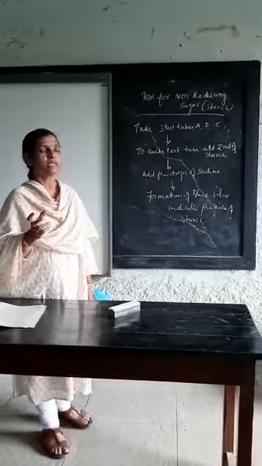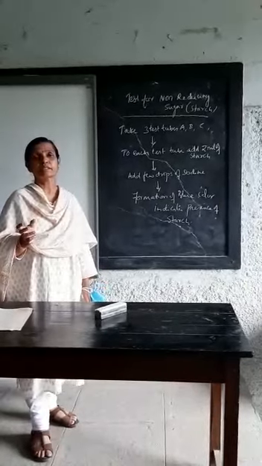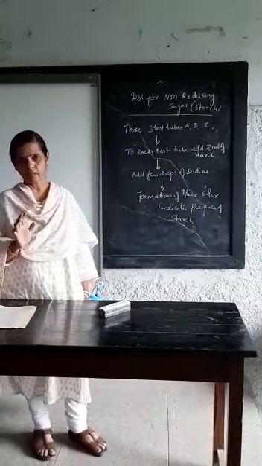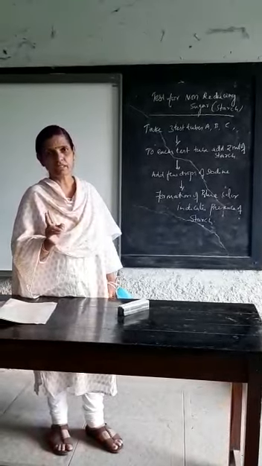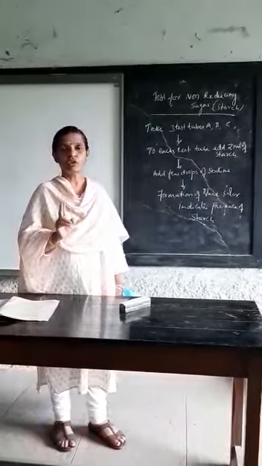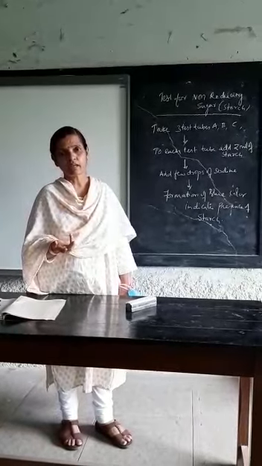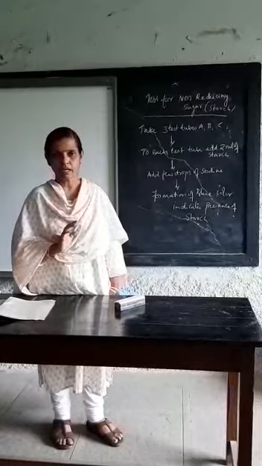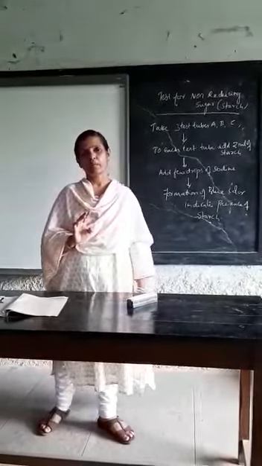Once the color changes to blue, that indicates the presence of starch. Okay. If you want, I can repeat. 2 ml of sample in each test tube, and then a few drops of iodine. A change in color to blue indicates the presence of starch. This is one of the most important tests for carbohydrates.